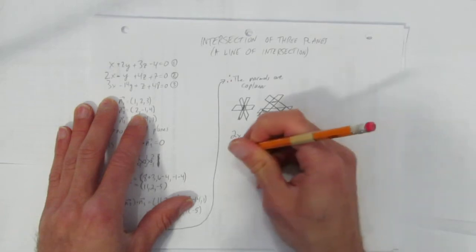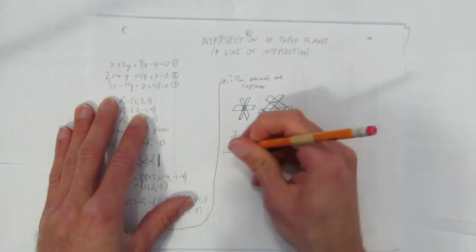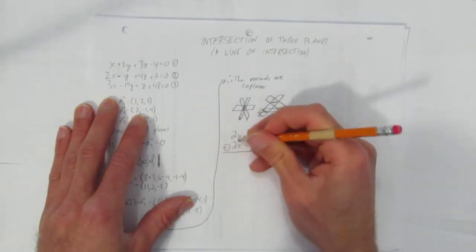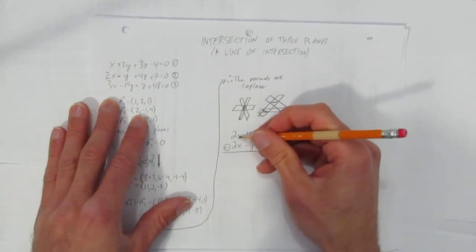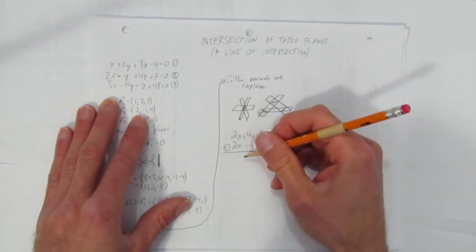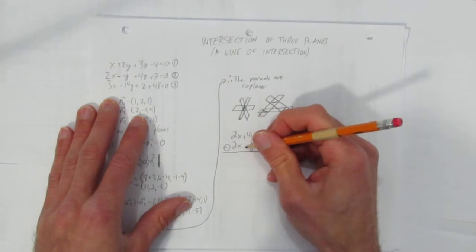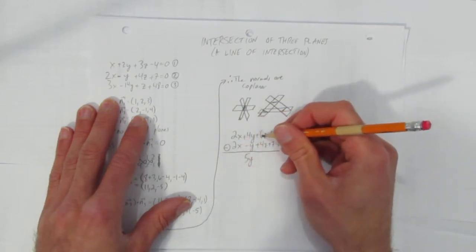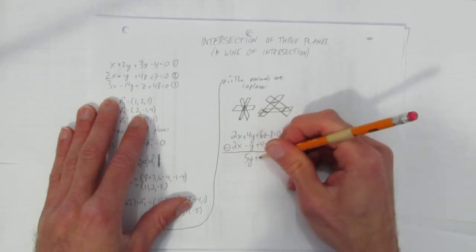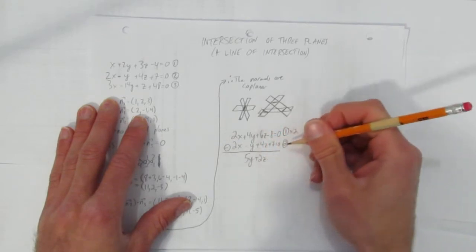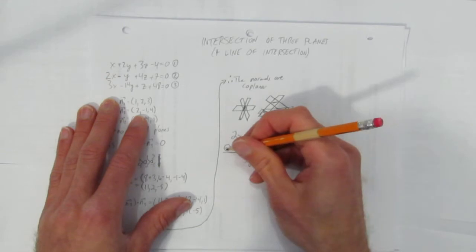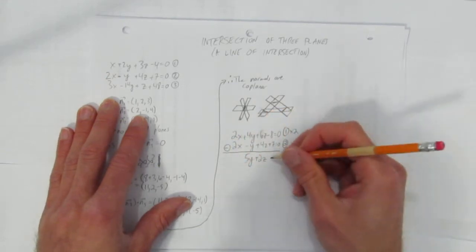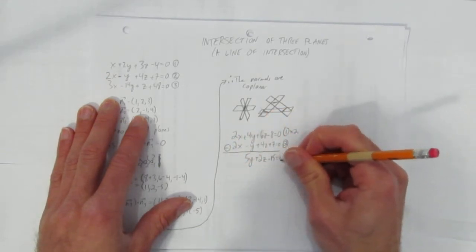And then subtract. I always put my subtraction in a circle, so I remember, don't just subtract this 2x, subtract everything. 2x take away 2x leaves nothing. 4 minus a minus is a plus, so 4 plus y is 5y. 6 minus 4 leaves positive 2z. And negative 8 minus 7 is negative 15. Let's call that equation 4.